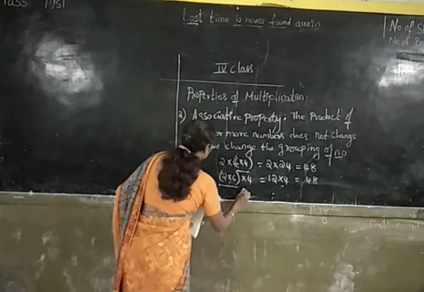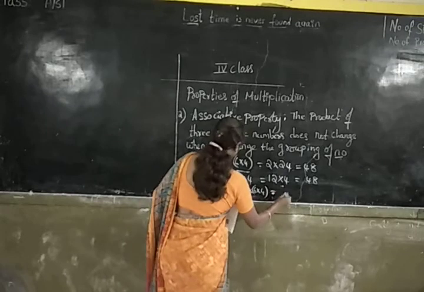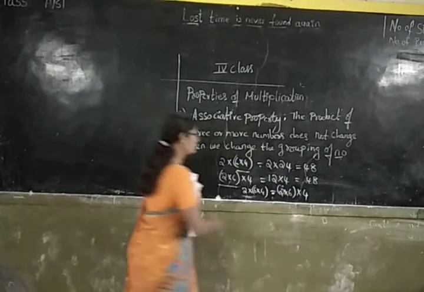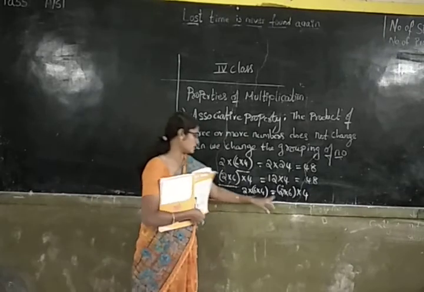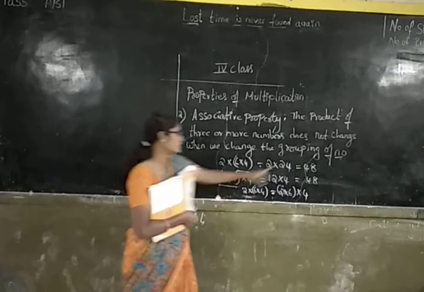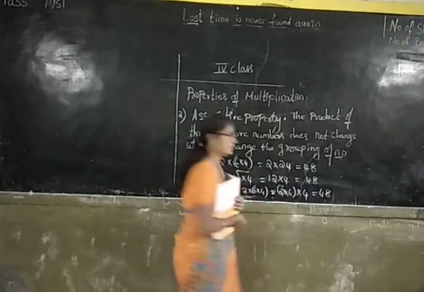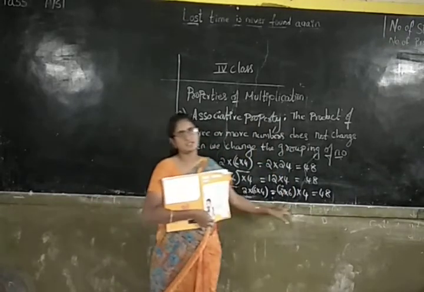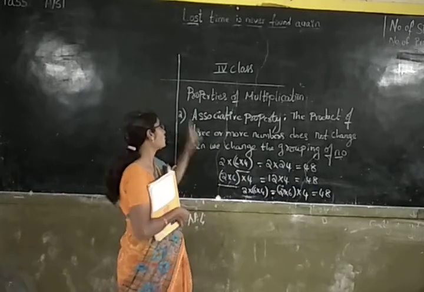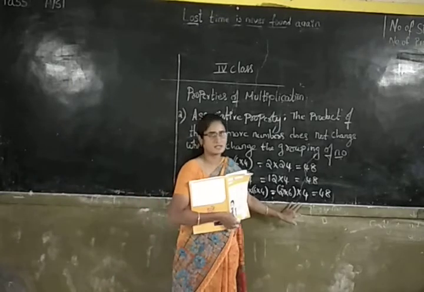So (2 into 6) into 4 is equal to 2 into (6 into 4). In both the cases the answer is 48. So grouping of numbers does not change the product. According to the associative property, grouping of numbers does not change the product.